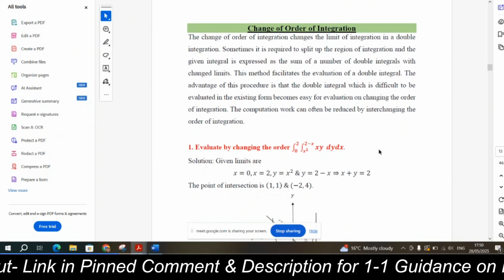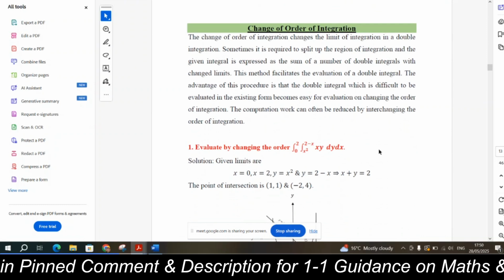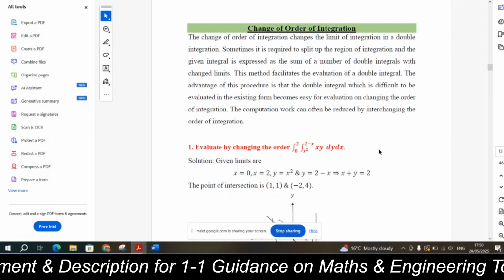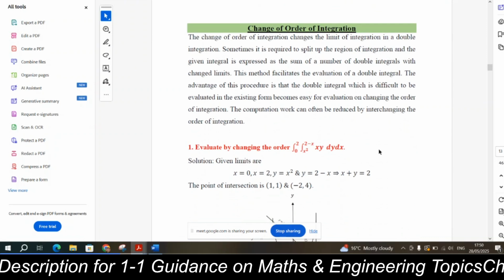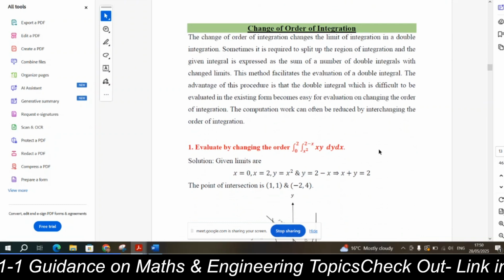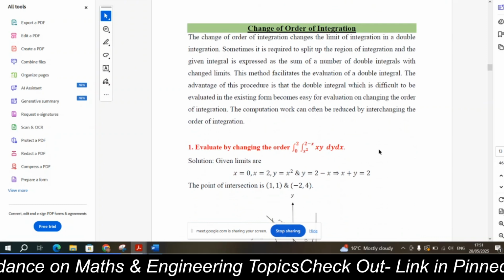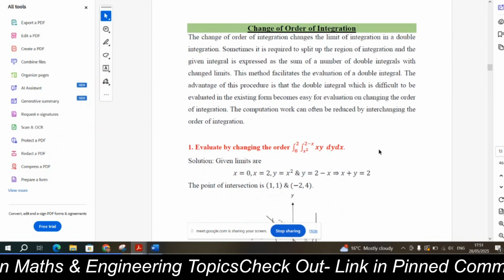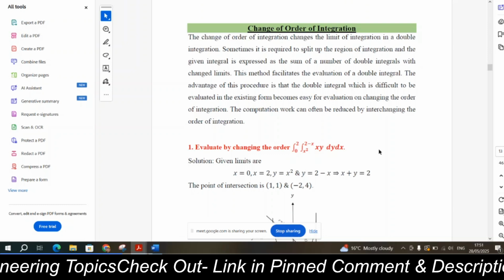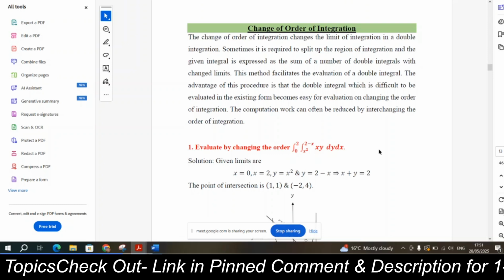Change of order of integration. Yes, I believe you were talking about this. So change of order of integration changes the limits of integration in a double integral. Basically, you have one constant and the other in terms of the other variable. So change of order is basically you change the limits of both the integrals, such that your inner integral goes out and your outer integral comes inside.